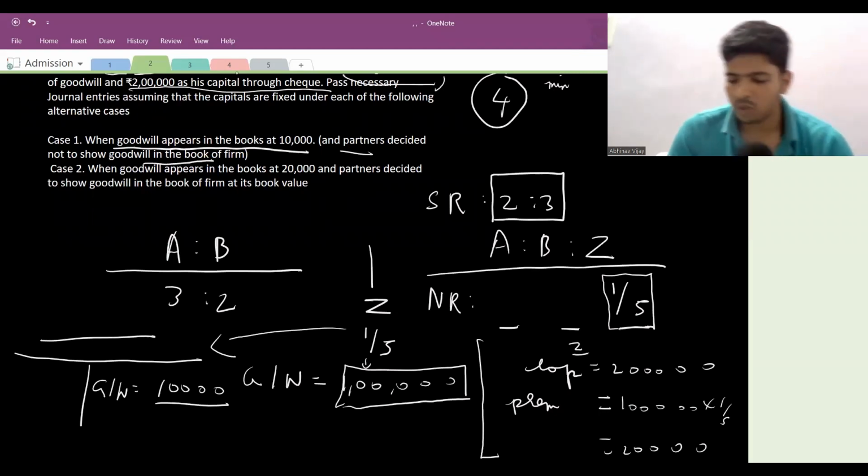Now what do we need to do? We need to pass the adjustment entry for goodwill. Simple. Premium for goodwill account debited 16,000 to A's capital account and to B's capital account in the sacrificing ratio. That is 2:3. So if it's 2:3, that means 6,400 for A and 9,600 for B. That's it, guys. The second case also is over.